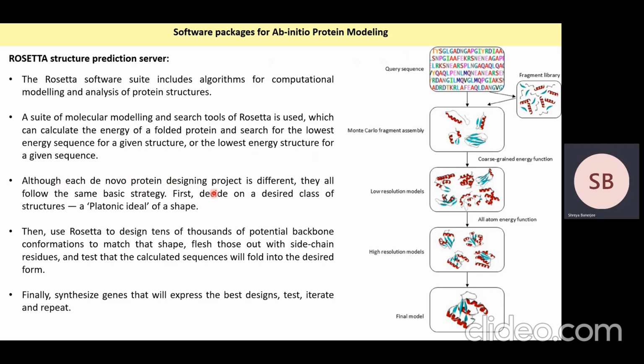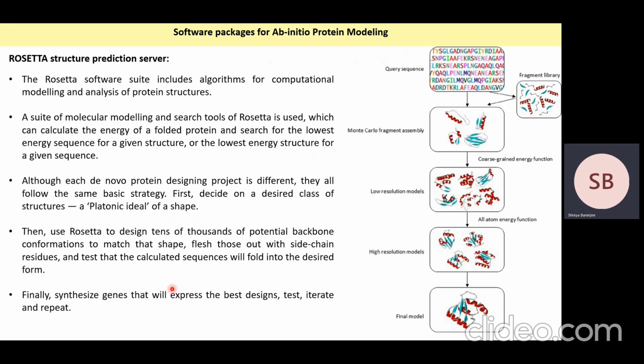Although each de novo protein designing project is different, they all follow the same basic strategy. First, decide on a desired class of structures, a platonic ideal of a shape. Then use Rosetta to design tens of thousands of potential backbone conformations to match that shape and refine that shape using sidechain residues and test the calculated sequences that will fold into that desired shape.